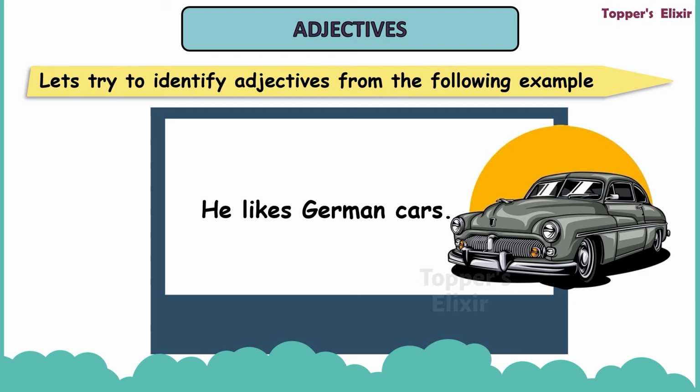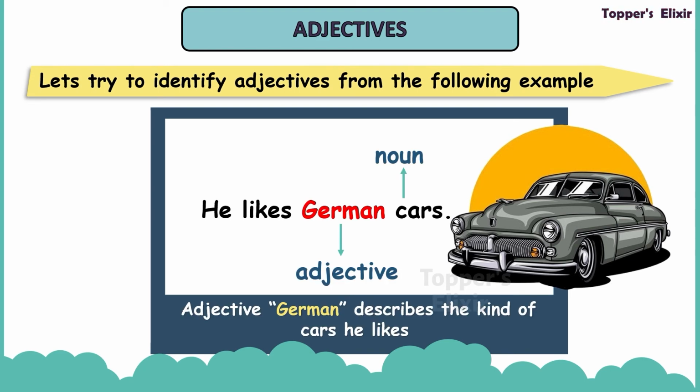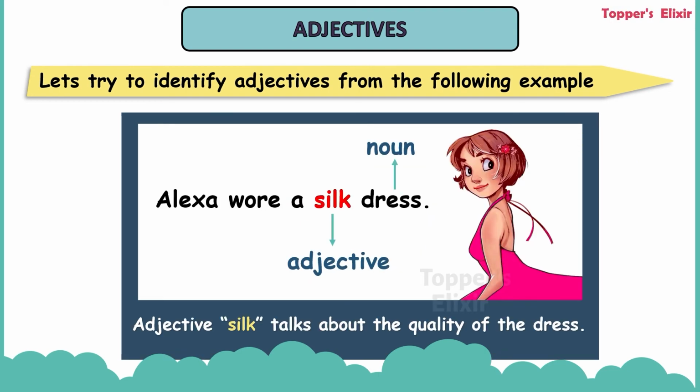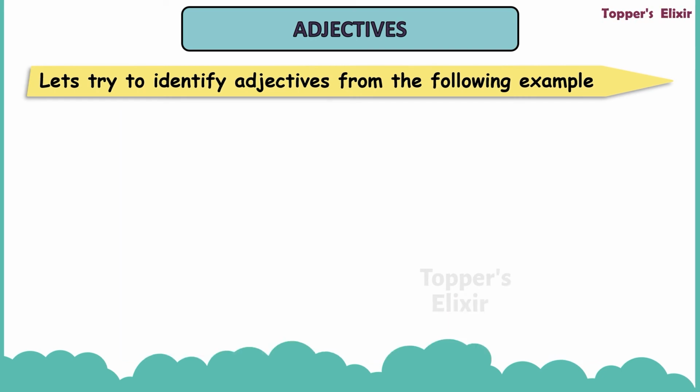In this example, if you see, Germany is a name of a country and must start with the capital letter. And we all know Germany is a proper noun. The adjective based on Germany is German and must also start with the capital letter. In this example, the adjective German describes the kind of cars. Alexa wore a silk dress. Here, the adjective silk talks about the quality or the kind of dress Alexa was wearing, thereby describing the noun dress. Let us now look at another example.